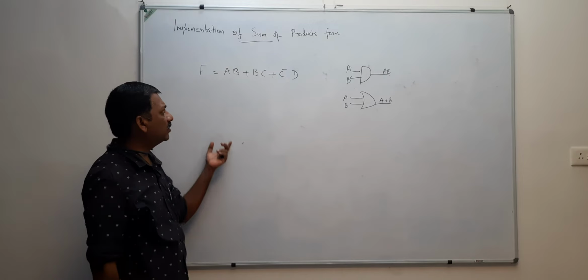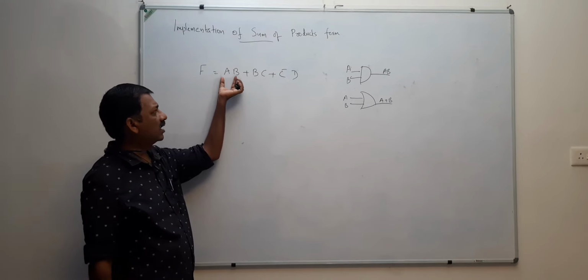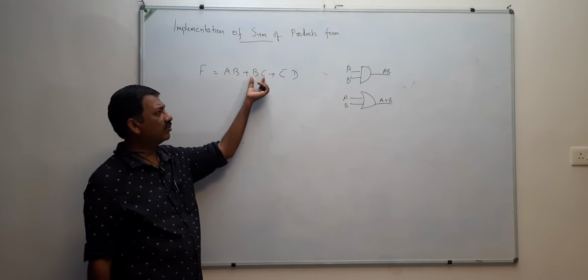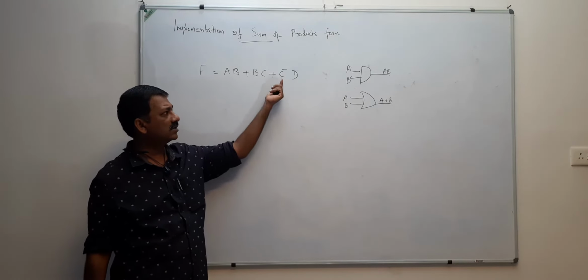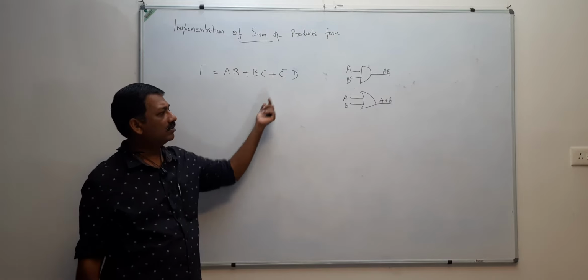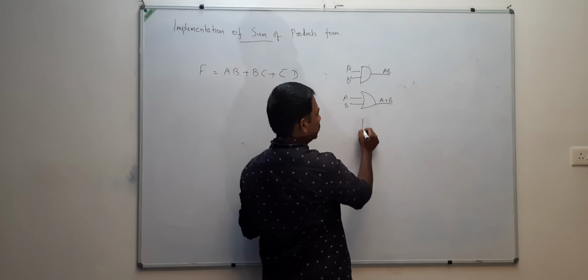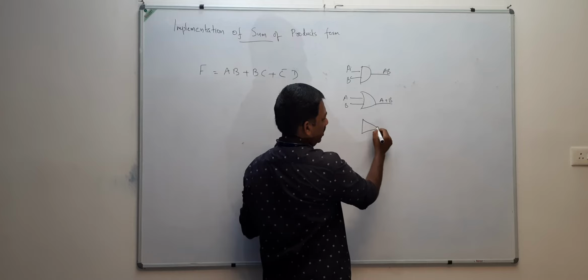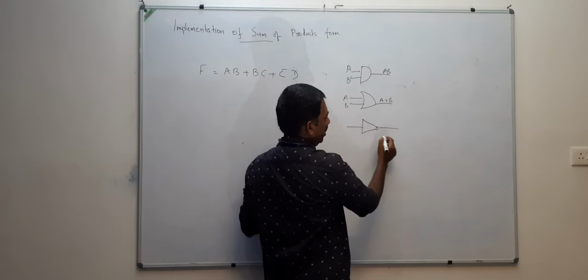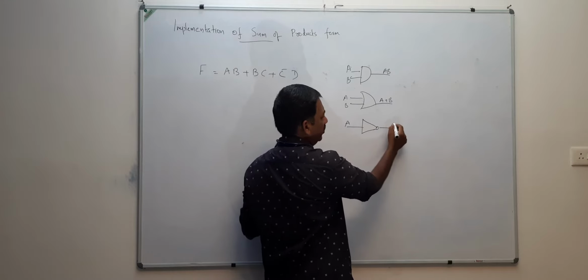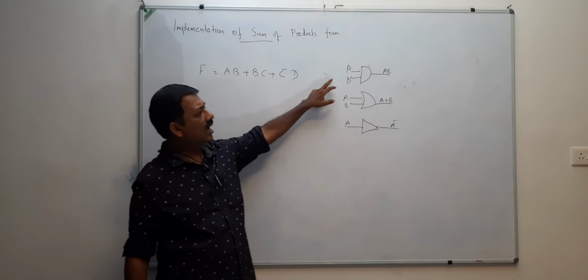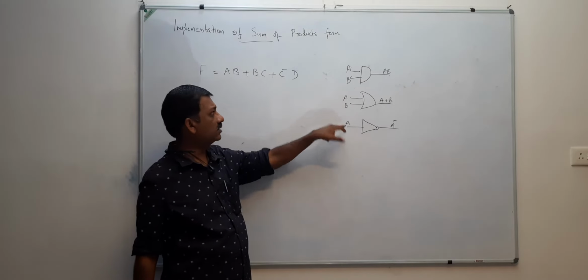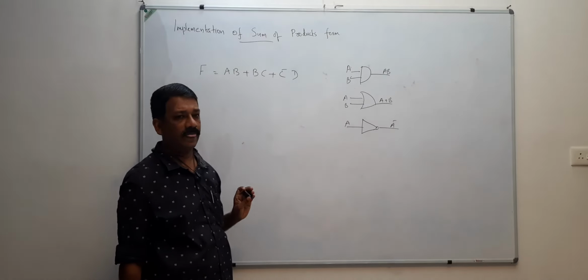That means simply you can do this. A and B are given to an AND gate, B and C are given to an AND gate, C bar and D to an AND gate. There is also a NOT gate, and if you give A, you will get A bar here. That means using AND, OR and NOT gates, you can easily implement this.